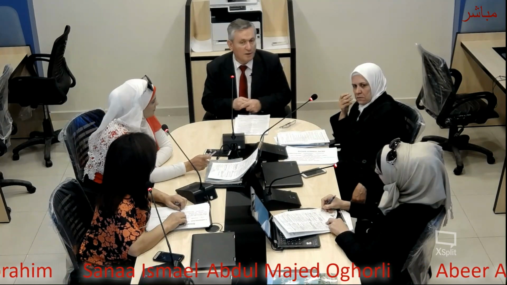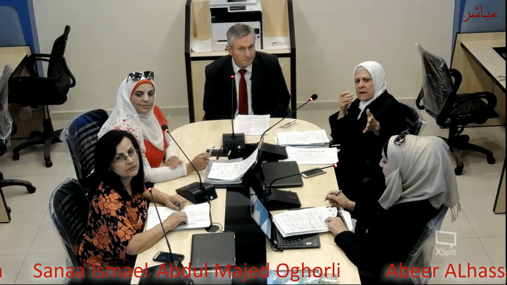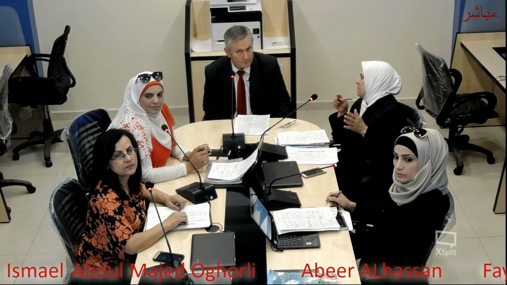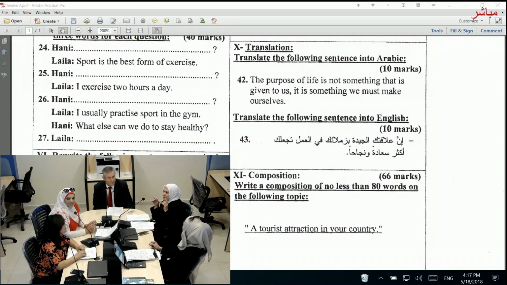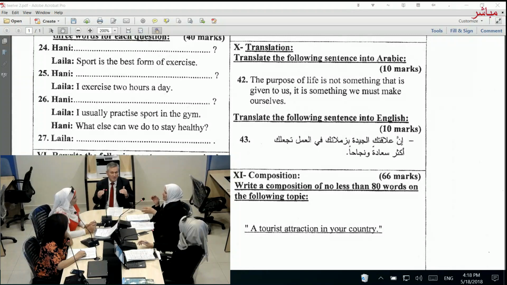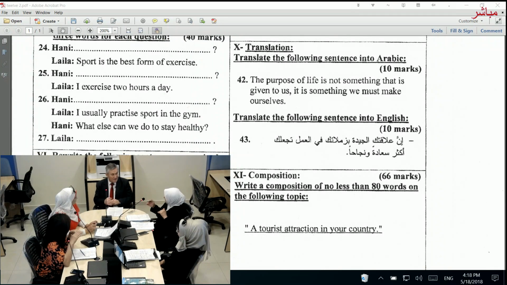Now let's move to the number of words. The rubric here says, write a composition of no less than 80 words on the following topic. So the student is going to write not less than 80 words. If he writes less than 80 words, something is going to change according to the distribution of marks. Between 70 and 80, it is okay. More than 80, it is okay. But less than 70, there is going to be a deduction of marks.